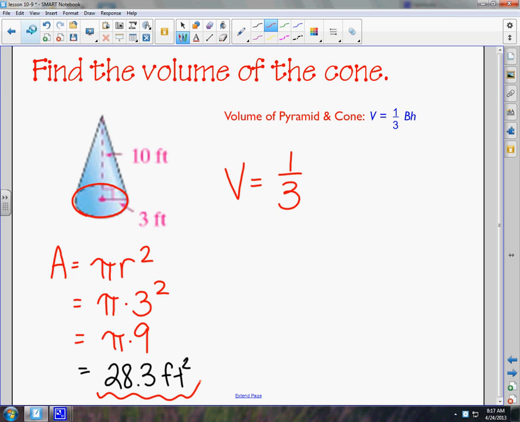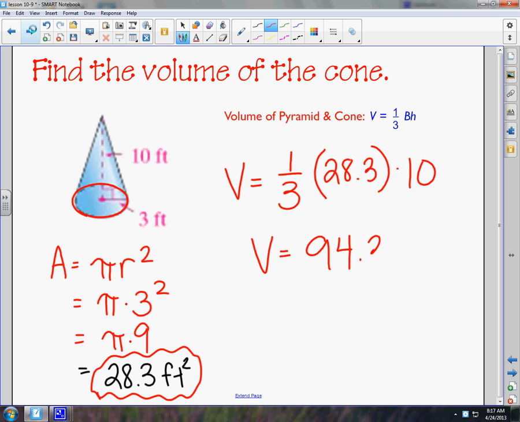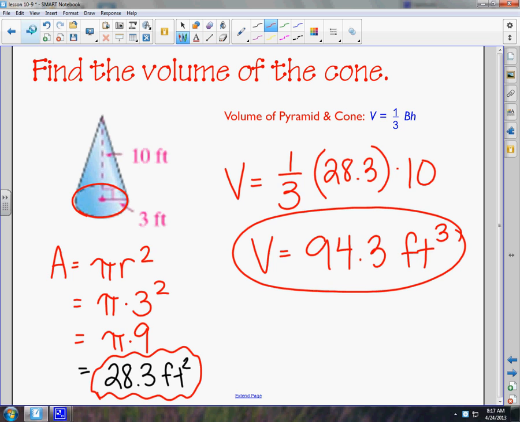So now I'm going to go back to my volume and put that in for the big B. So this number is my big B. It's the area of my base. So 1/3 times 28.3 times the height, which is 10. So then I take out my calculator again. I do 1/3 times 28.3 times 10, and my volume equals 94.3. And if you remember, volume is feet cubed because this was feet squared and this is feet. So feet squared times feet is feet cubed. So 94.3 cubic feet.